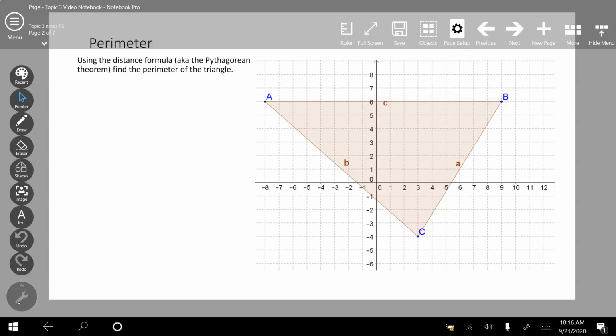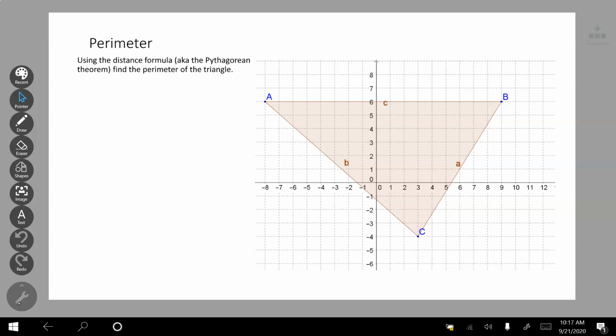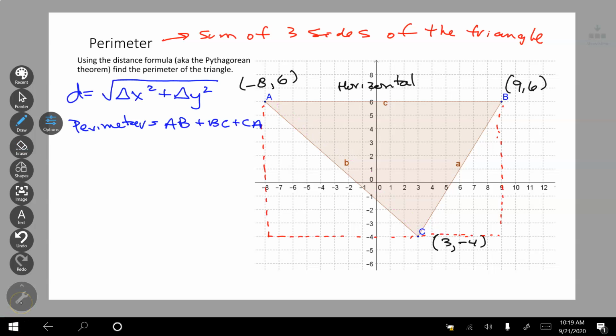So going to what we have here, we're going to find the perimeter of this triangle, and the perimeter is just the sum of the three sides of this triangle. So I have to figure out all three sides. I have to figure out the length of AB, which will be easy, but BC and CA will take a little bit more work.